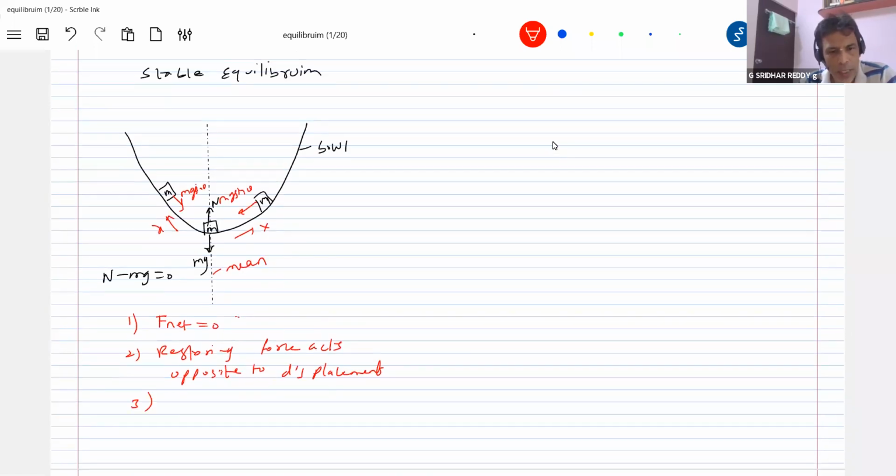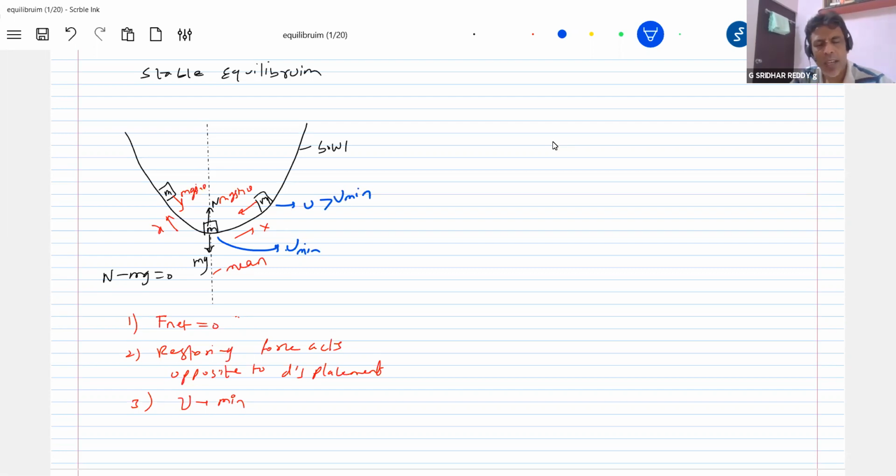Third one: the potential energy will be minimum. Compared to the mean position, from which you have displaced it, the initial position has minimum potential energy. When you shift the block like this, the gravitational potential will increase, because height will increase. So U is minimum at this particular point. Definitely, the U you calculate elsewhere will be greater than U minimum.